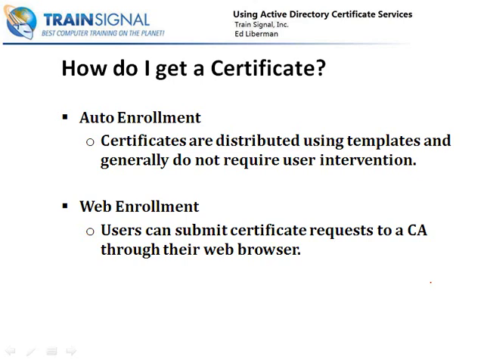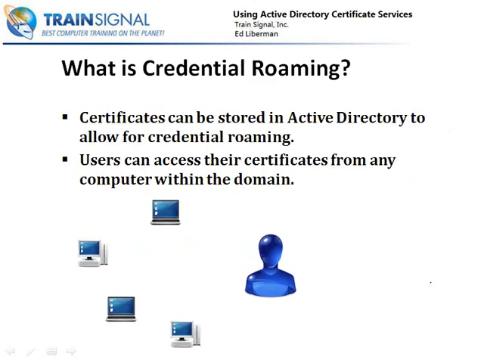Now, the other primary form of enrollment would be web enrollment. And with web enrollment, this allows a user to submit a request for a certificate through a web browser. There's actually a URL to the CA where there'll be a little form that you fill out with your information, and then that request can go to the CA, and then a certificate manager can go ahead and look over the information and decide whether to issue the certificate out to you or not.